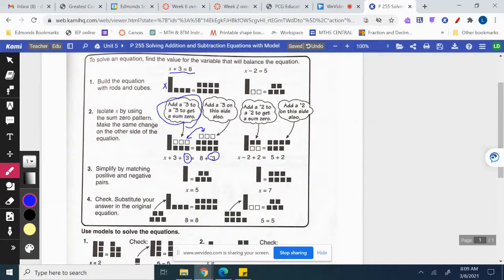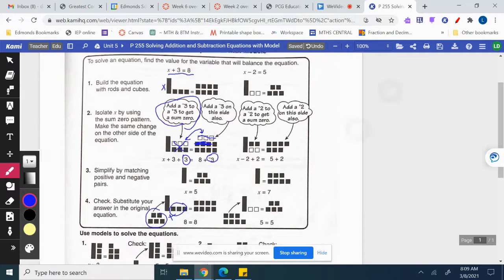When we subtract 3 from 8, remember these cross each other out. So these 3 will cross those 3 out. I'm left with just 5 blocks. And that's how they get x is 5. Then they say check your answer. Put in 5 for x. And when we have these 5 plus these 3, it equals 8.